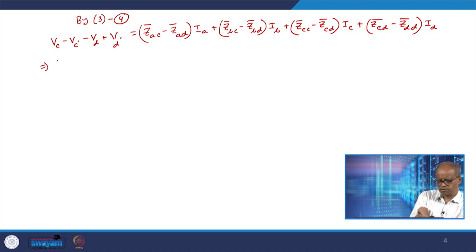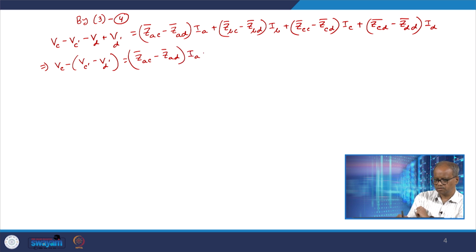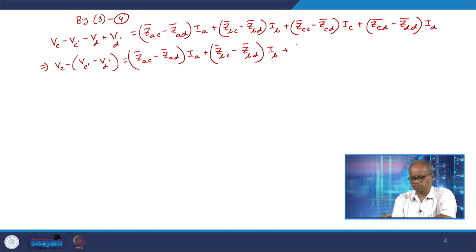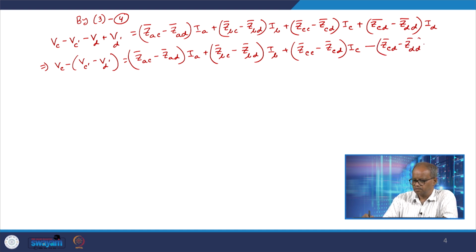Right? So it becomes VC minus VC dash minus VD dash is equal to ZAC minus ZAD into IA plus ZBC minus ZBD into IB plus ZCC minus ZCD into IC minus ZCD minus ZDD into IA plus IB plus IC.